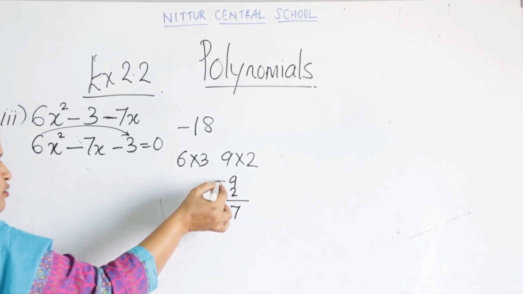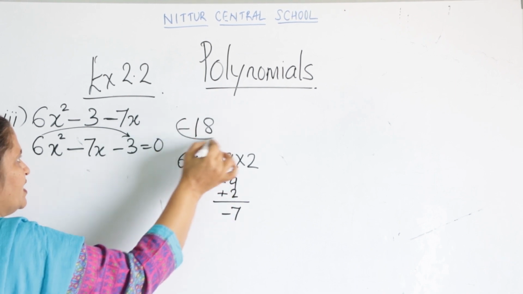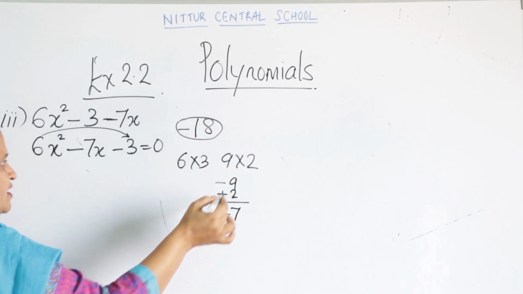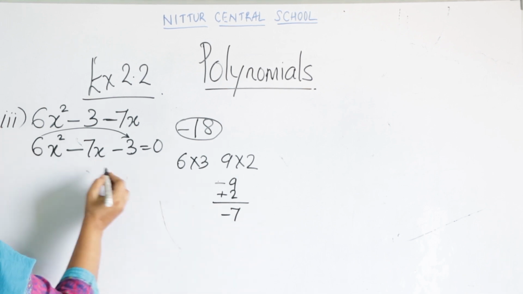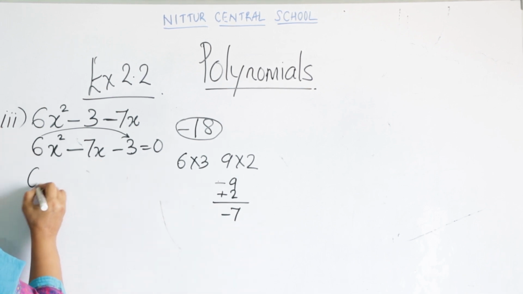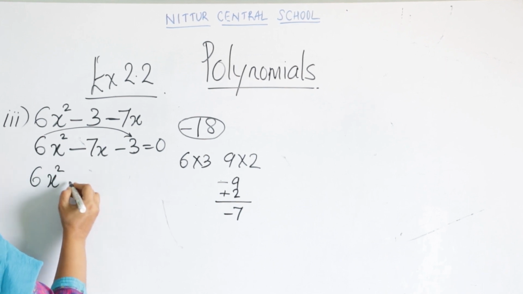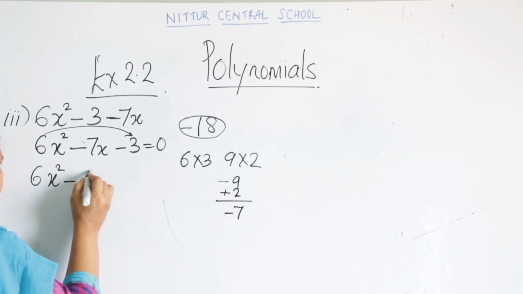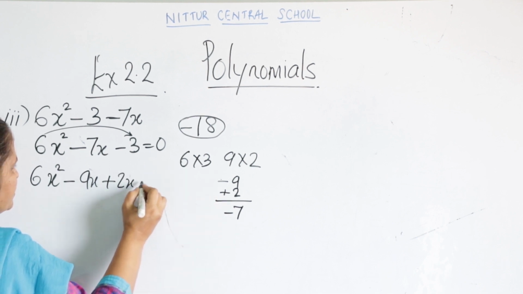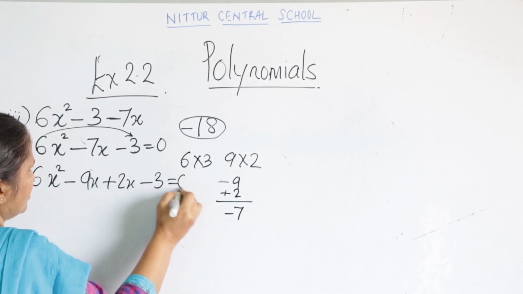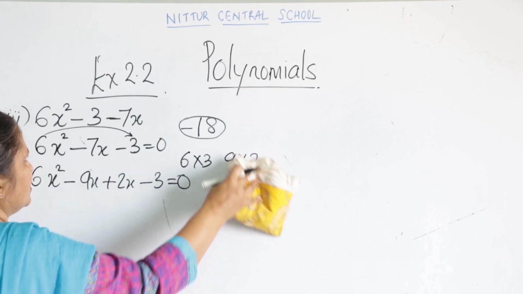So when you multiply these two, you will get minus 18. When you do subtraction, you will get minus 7. So let's continue. 6x squared minus 9x plus 2x minus 3 equals 0.